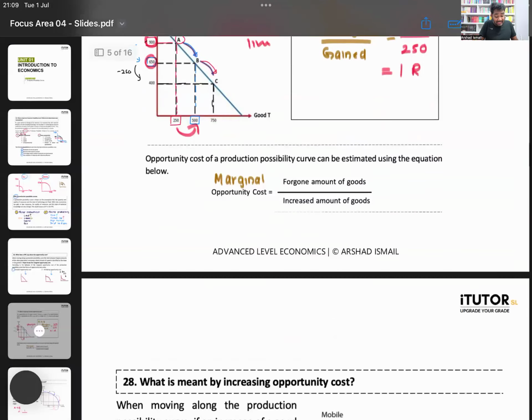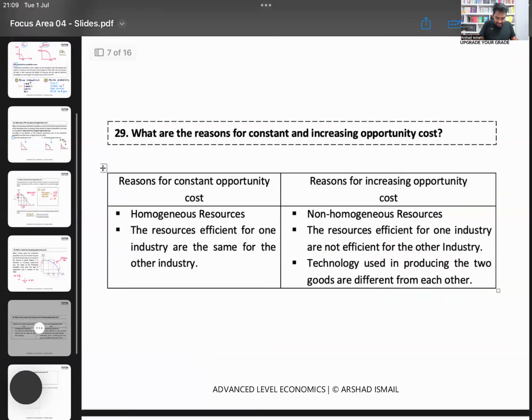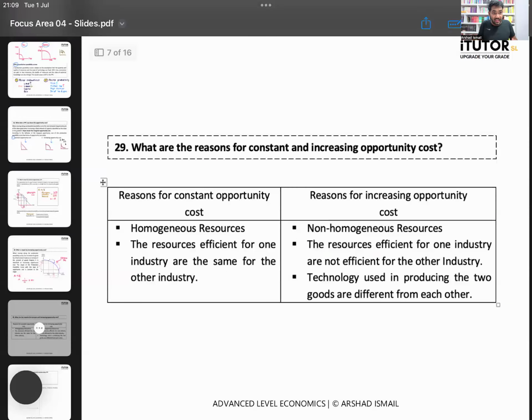But what is increasing opportunity cost? Increasing opportunity cost is where, when you produce more and more, the amount of the other good you sacrifice keeps rising. First, you have to sacrifice 1 phone, then you sacrifice 4 phones. That's what you call increasing opportunity cost. In increasing opportunity cost, the equation is the same, and you'll have a concave PPC. Then what are the reasons for this? How come certain goods have constant opportunity cost and certain goods have increasing opportunity cost? Why?